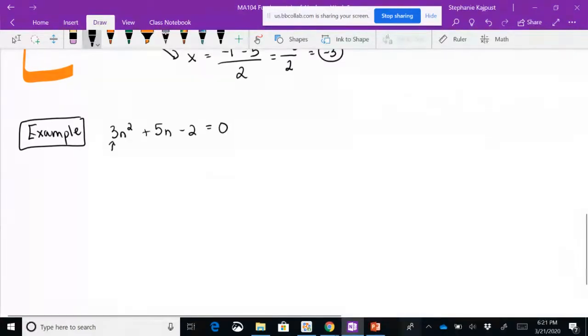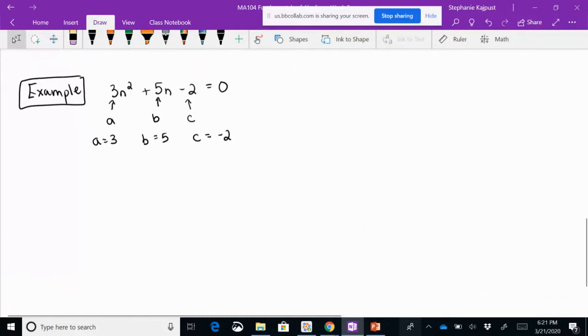So the value in front of the squared is a. What's in front of the regular variable without an exponent is b. And then the number part, the constant by itself, is c. So a is equal to 3, b is equal to 5, c is equal to -2. So if there's a negative in front of these or a minus, you include that with the value.